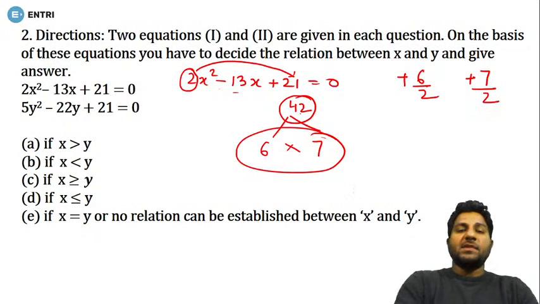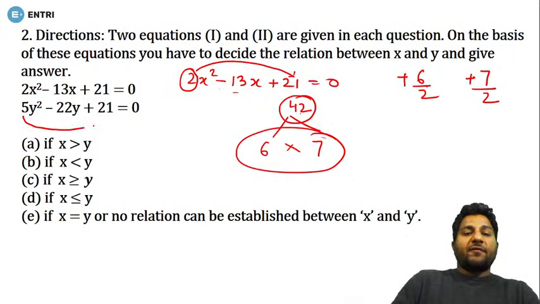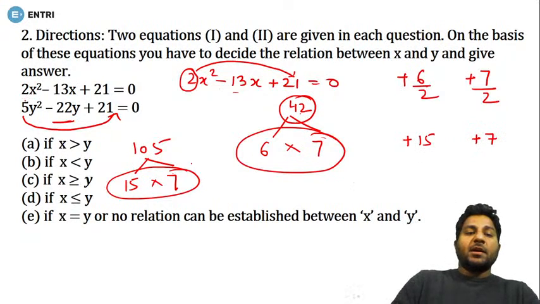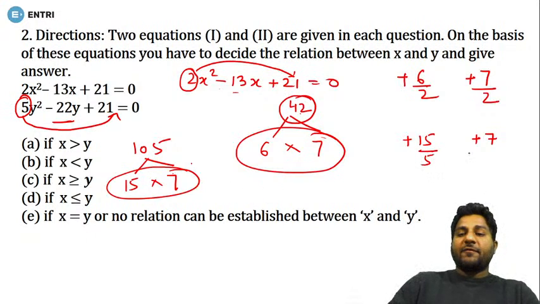Okay. Now, the next one, 5 and 21, that will make 105. And we know that 105 will be a product of 15 and 7. Not only just product, their sum will also come 22. That means their factor will be plus 15 and plus 7. But remember, we have already made a product with 5. That means we will divide it by 5 as well. So in this case, we are going to multiply with 5, and here with 2.